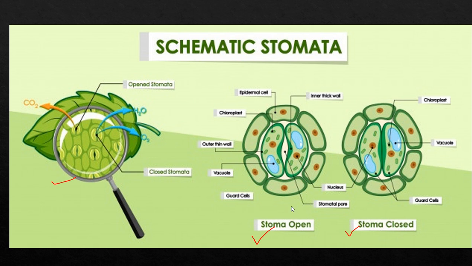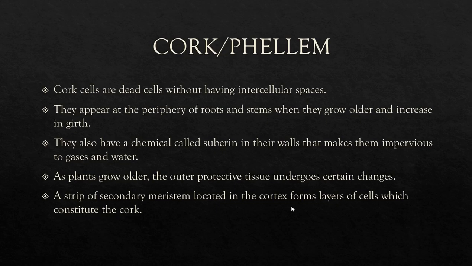Cork, phellem. Cork cells are dead cells. You have seen the bark of the tree, that brown hard bark, that is cork. It does not have intercellular spaces. It is dead. It is quite thick. Then how will it allow gas exchange? At some point the cork breaks, and that breakage point is called lenticels, which helps in the exchange of gases.